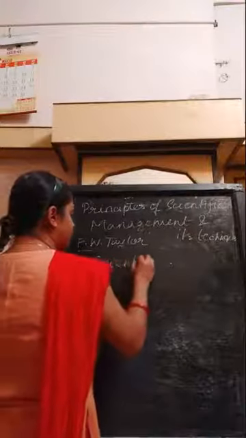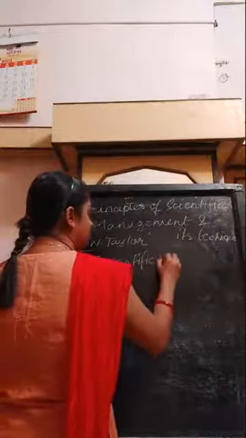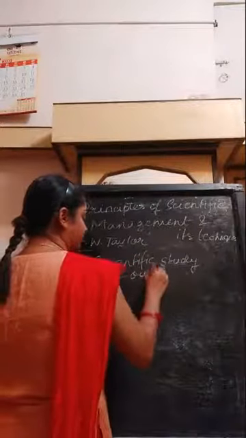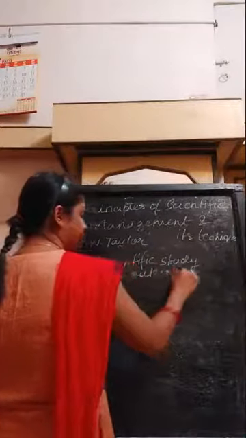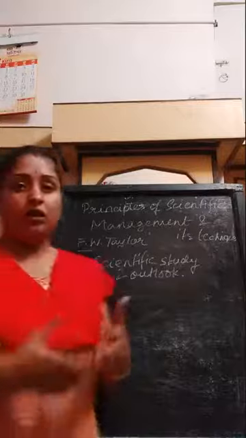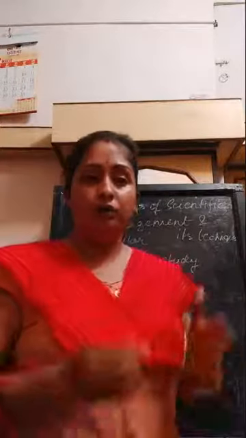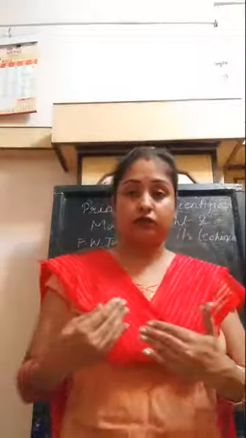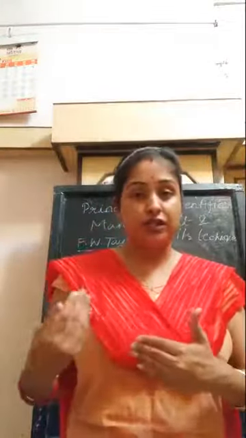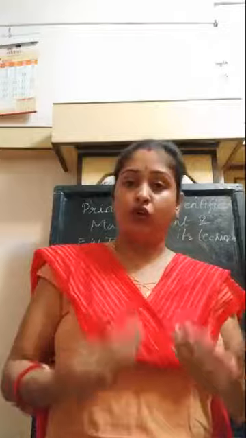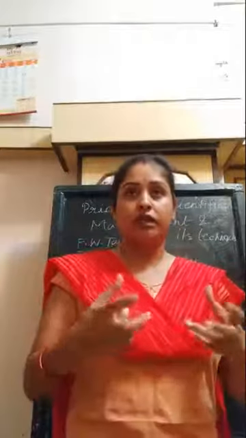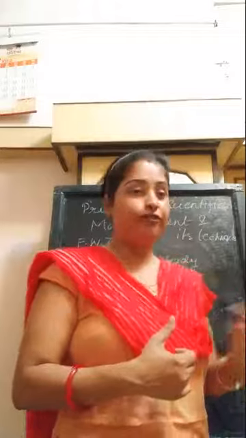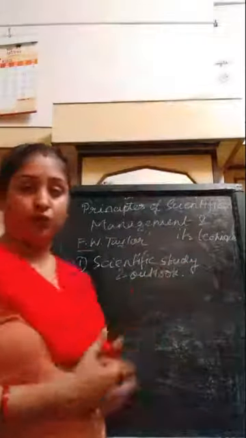scientific study and outlook. So, managers should adopt scientific methods to solve all kinds of problems. The old school thought, the rule of thumb, traditional technique should be replaced by modern techniques, which is very human. It has got a human approach. So this is the first point of scientific study and outlook.